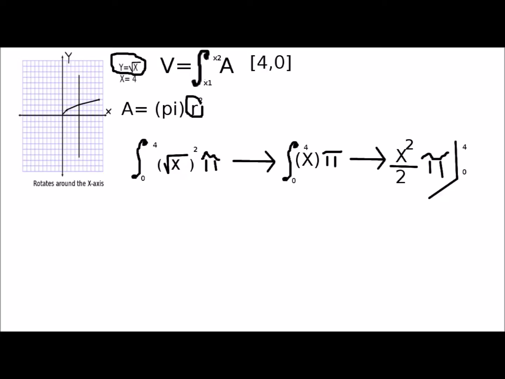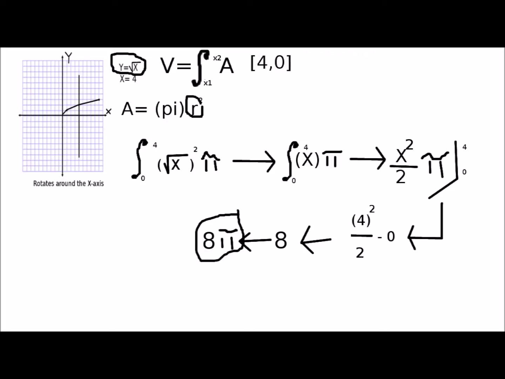And now we integrate it. And now we plug in the boundaries and subtract. We plug and subtract the boundaries. Times it by pi and get 8 pi.